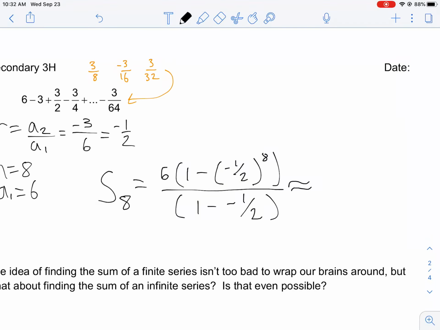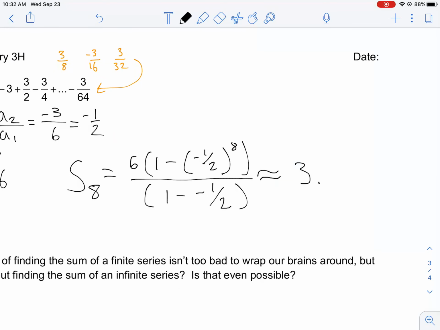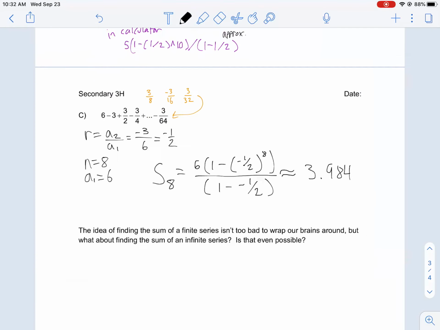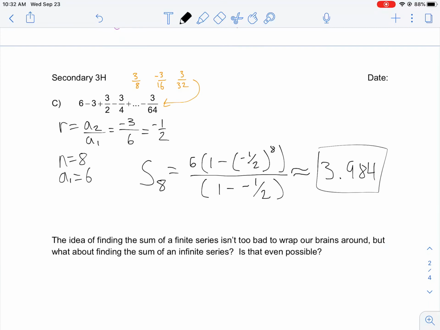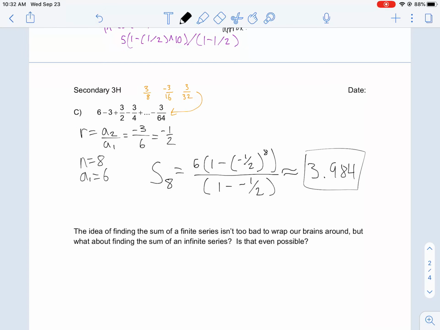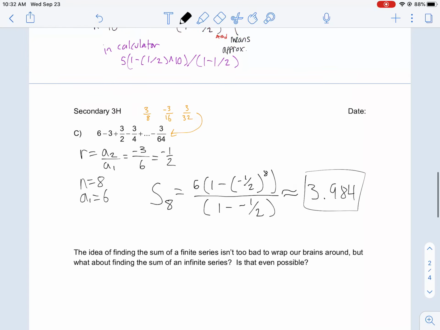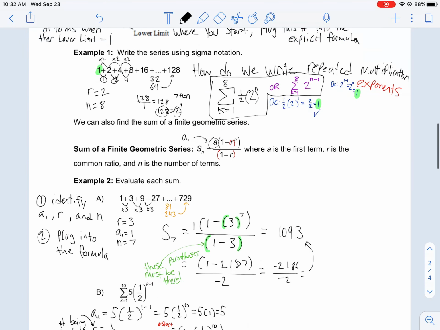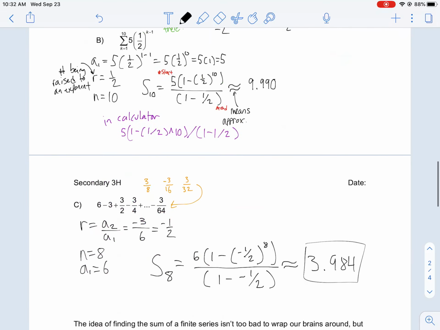So it is approximately, you should be getting 3.984. Okay, so just another reminder, make sure you're looking at this number. If it's 5 and above, then you would round this up, right? If it's below 5, you leave this number the same. All right. And that is your answer. That is the sum of the finite series of the first 8 terms. Okay? And that is finding finite series.